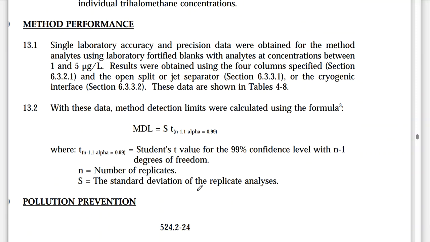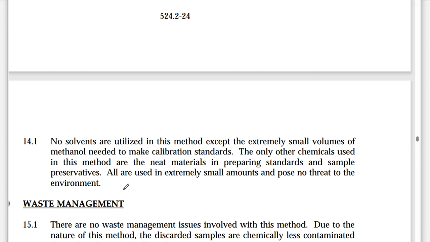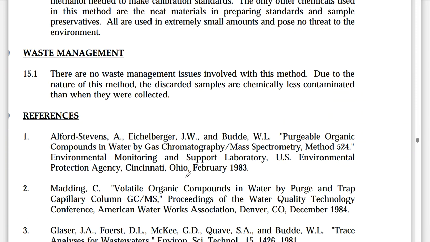Next up is method performance. So it's all about this idea that once the method goes forward, how do we ensure that it performs the proper way? What do we need in order to make sure that we can see what we can see? How low can we go? What kind of regression lines do I need? This is kind of that section and what it's for. Next up is pollution prevention. How do I make sure that I'm not contaminating the room or contaminating the atmosphere when I do this particular method?